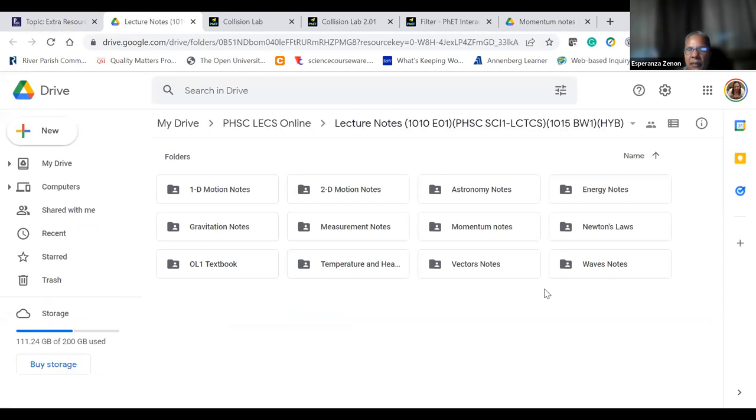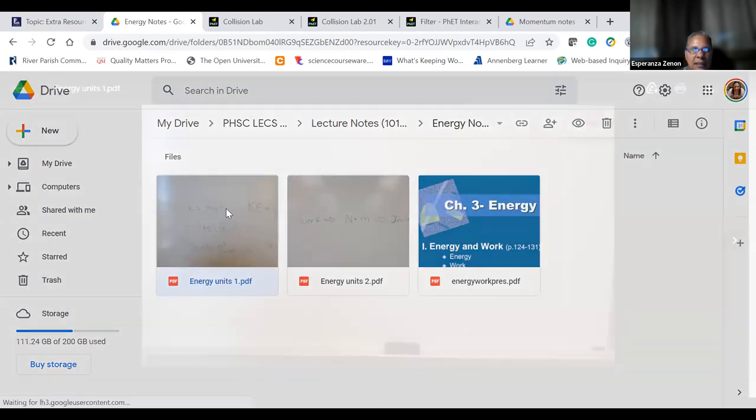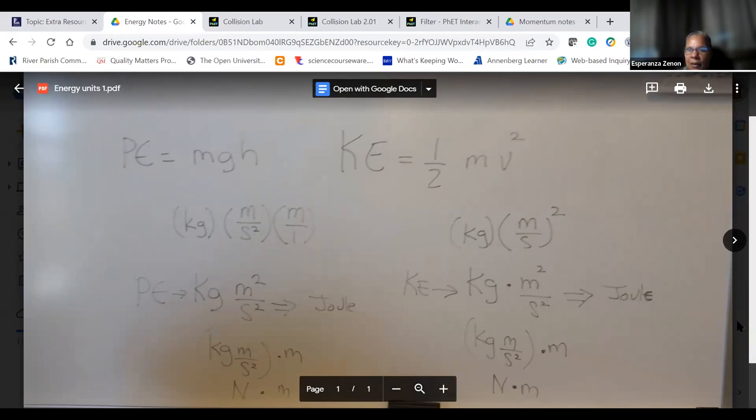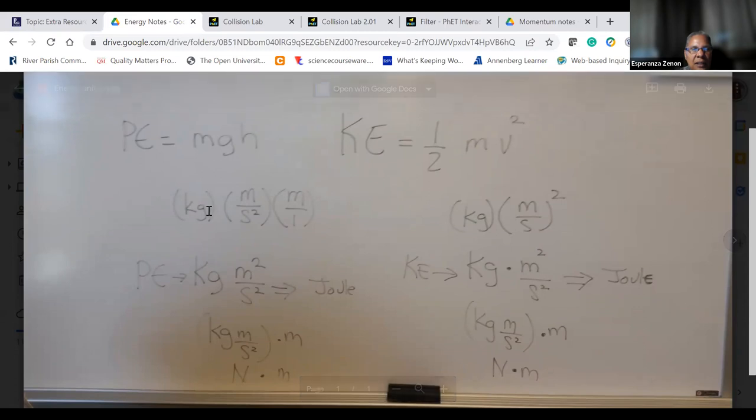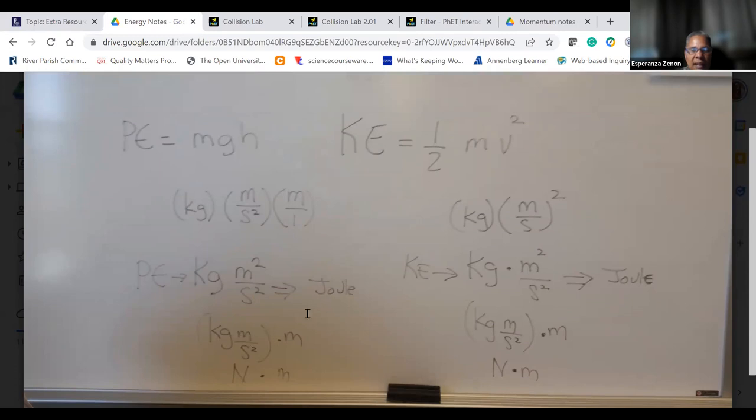And let's see what I have in there, energy. Okay. Oh, this just looks at the units for energy. It shows you how you can take the units for potential energy, kilograms for mass, meters per second squared for gravity, meters for height, and then you combine them to get joules. And then I show you how it breaks down to a newton meter.